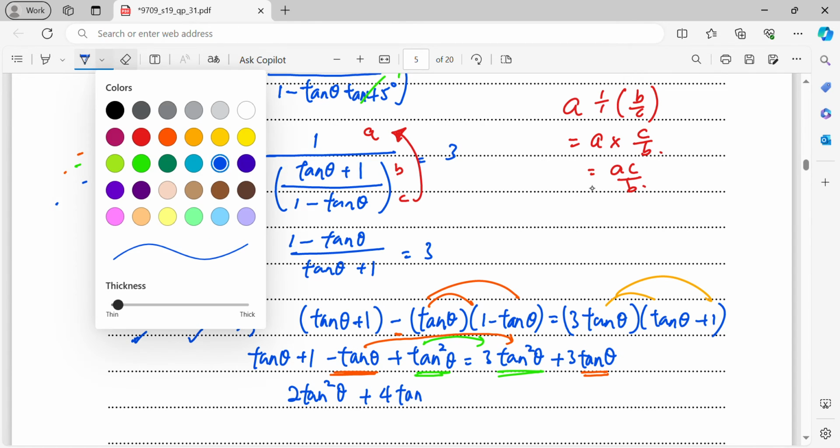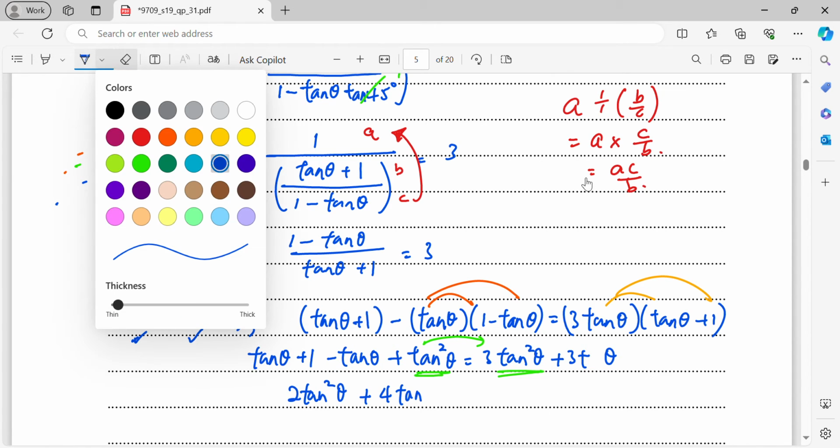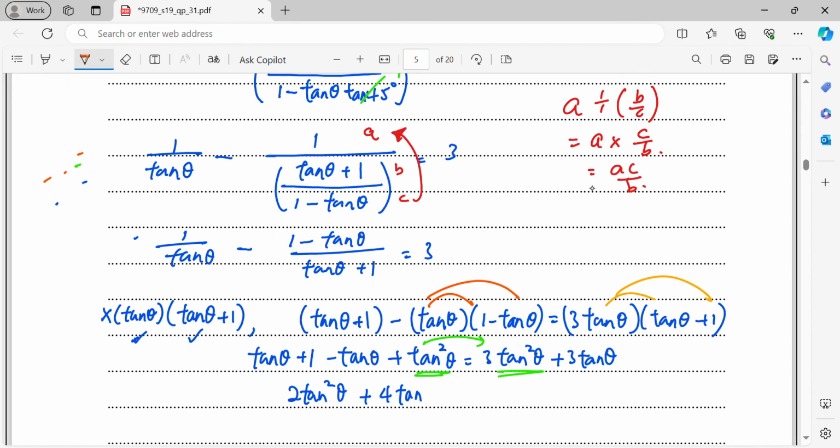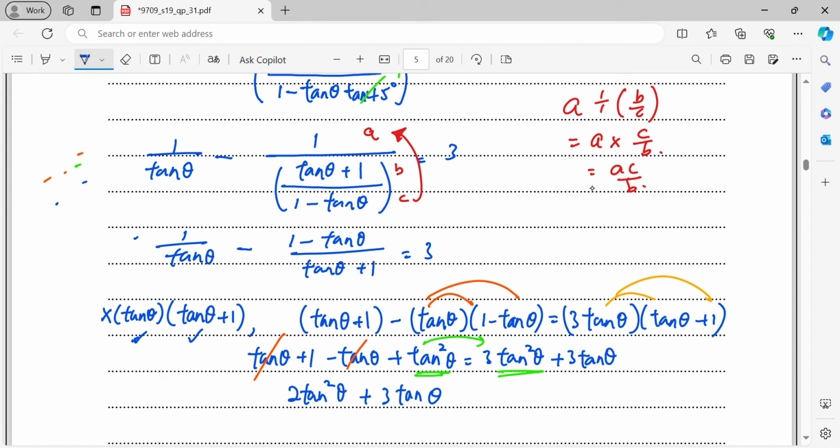Okay, I missed out one, I overlooked one term. Look at here. This one no need to move because, look at the left hand side, these two can be cancelled off. So it means that I will just need to rewrite the term on the right hand side. That is the 3 tangent theta. And then the plus 1 moves to the other side and becomes minus 1. So this is my equation, my quadratic equation in terms of tangent theta.